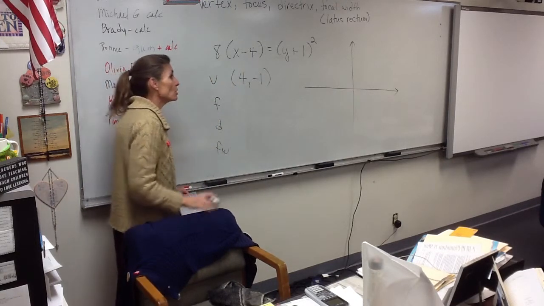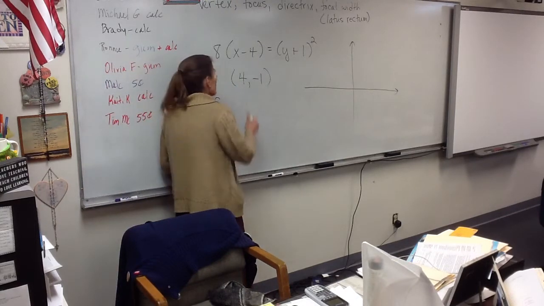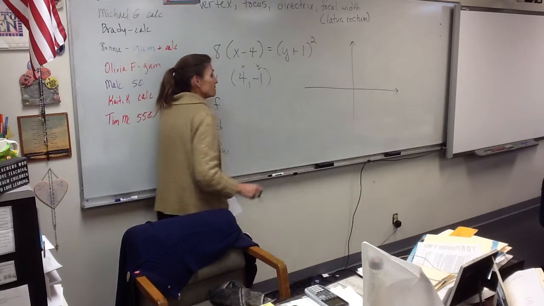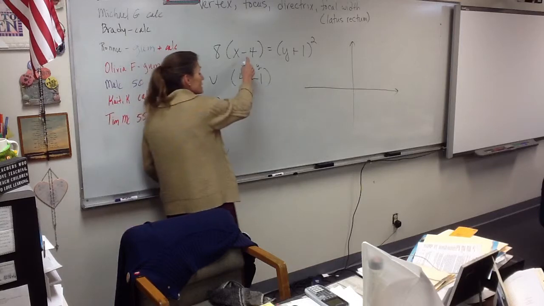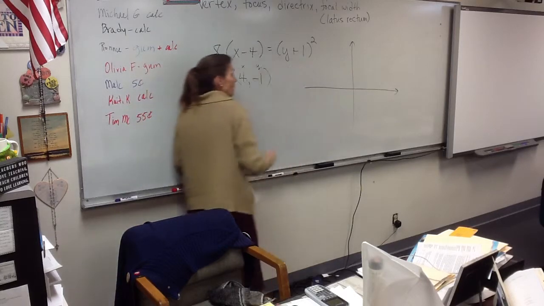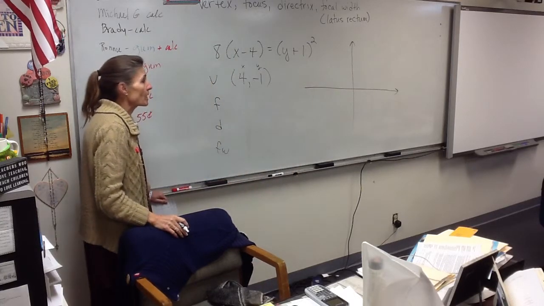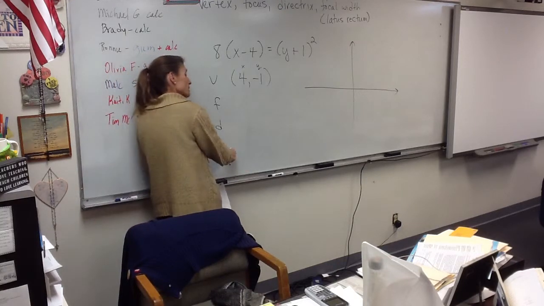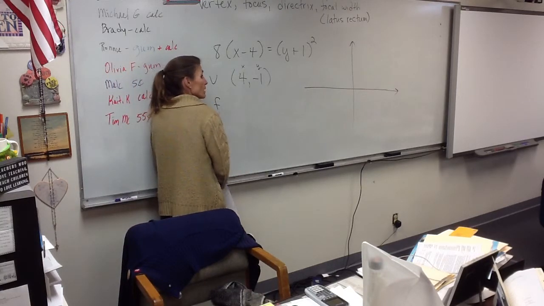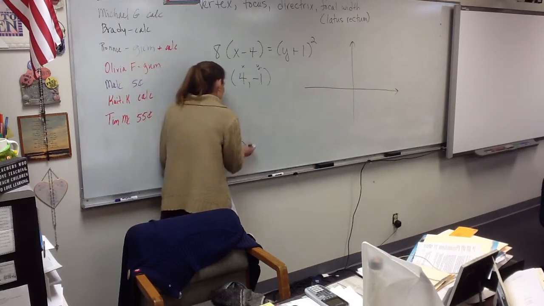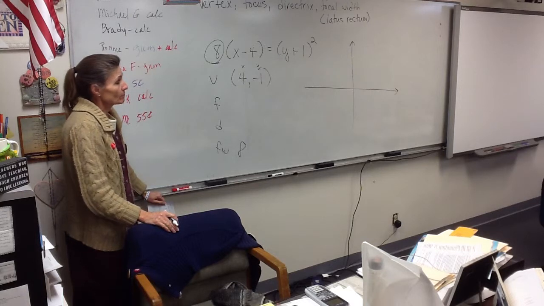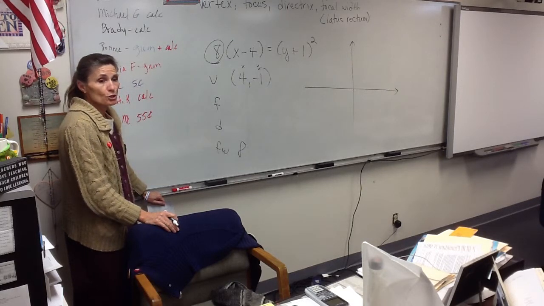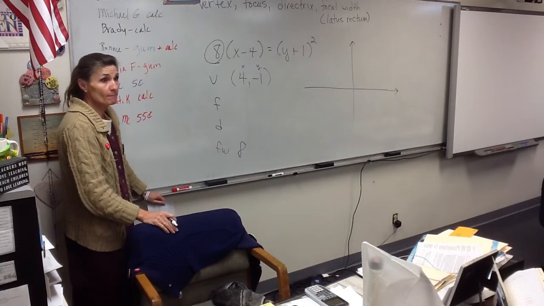X comes first. When you write an ordered pair, Abby, X has to come first, right? So 4 is the X number, -1 is the Y number. Abby, you also better be able to tell me the focal width. What's the focal width? 8. The focal width is always this outside number. Everybody got this much done?